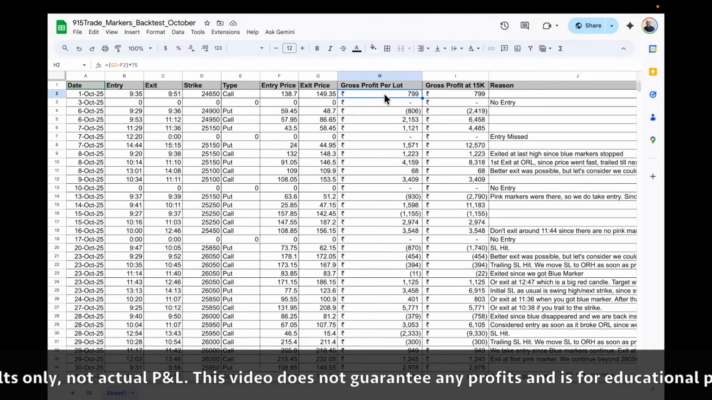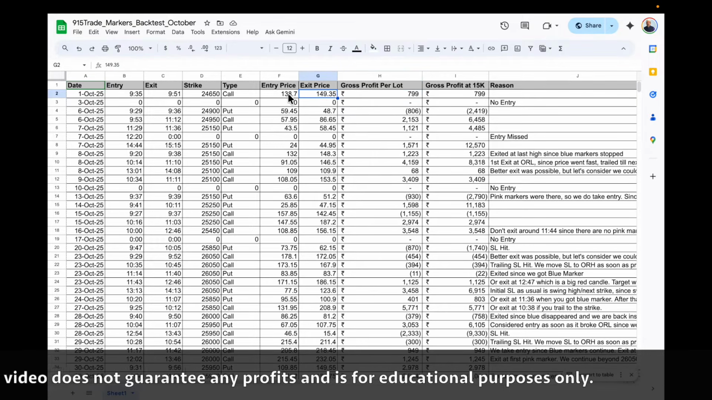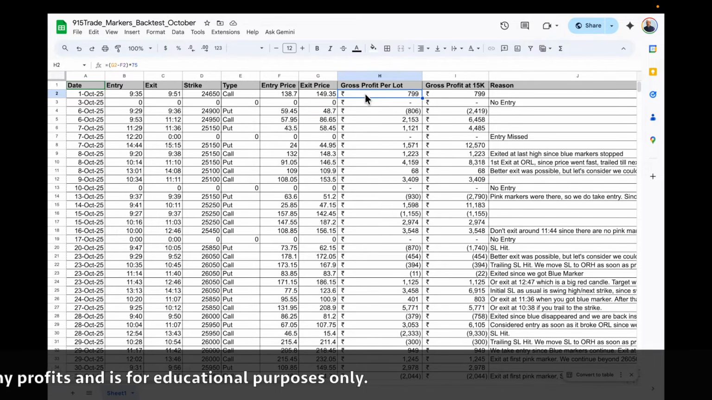Then we also have gross profit per lot. Per lot is exit price minus entry price multiplied by 75, and then it is gross profit.